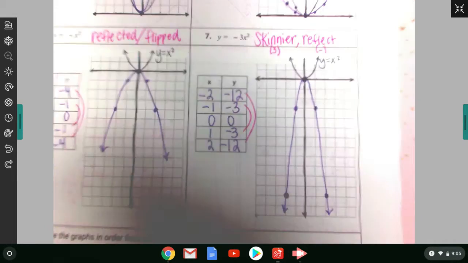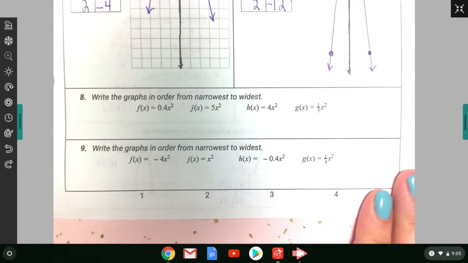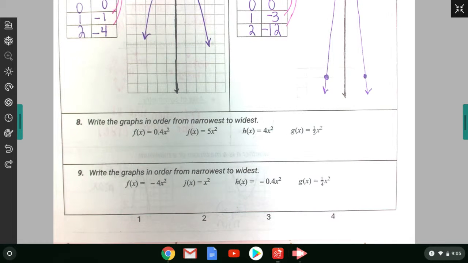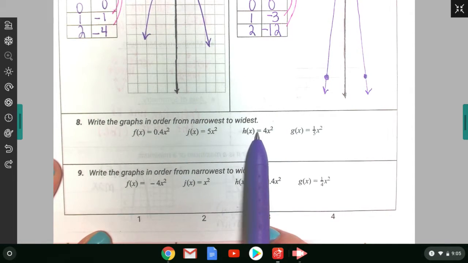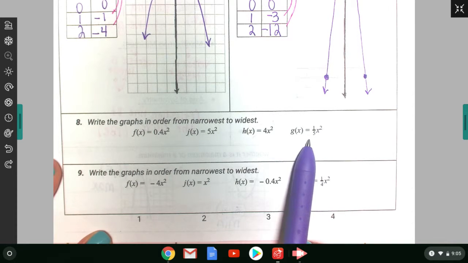Let's look at the last one. So these ones ask us to write the graph in order from narrowest to widest. So what we've learned here is that the narrower they are, the skinnier they are, the higher the A value. And the wider they are, the lower the A value in between 0 and 1. So looking at these ones, we've got 0.4, 5, 4, and 1/5 to compare.